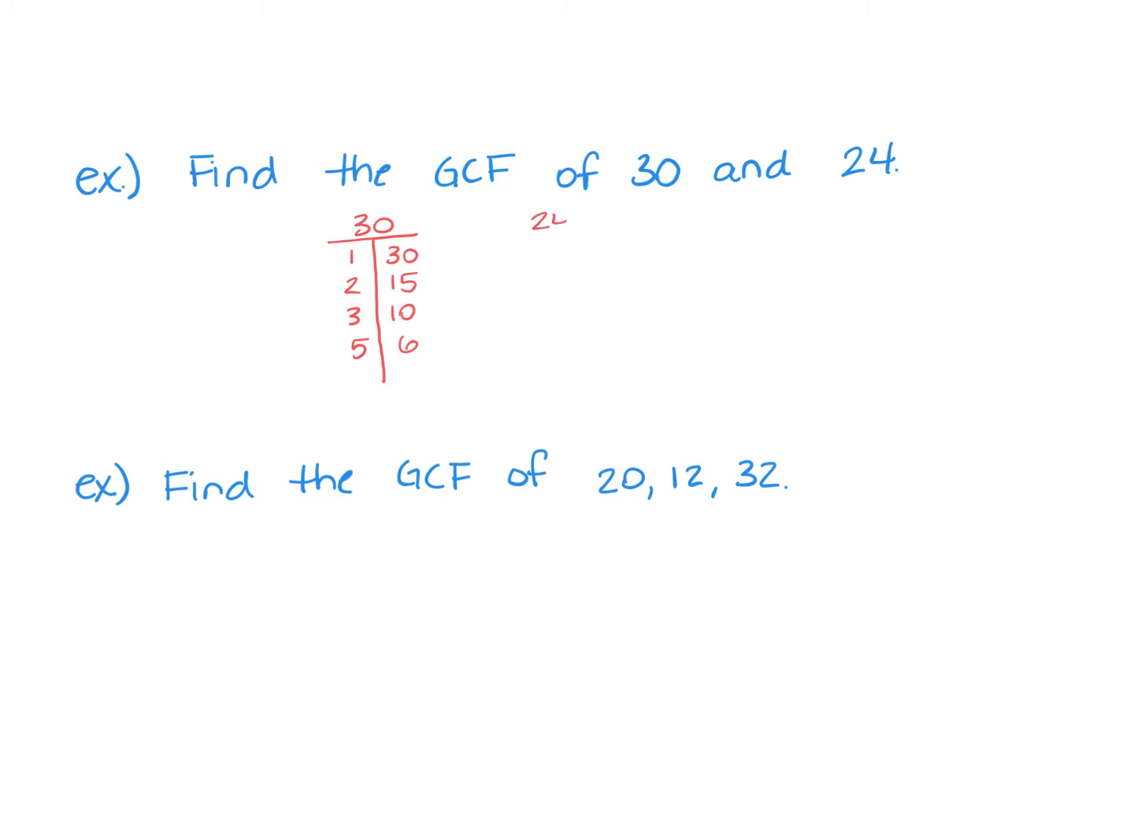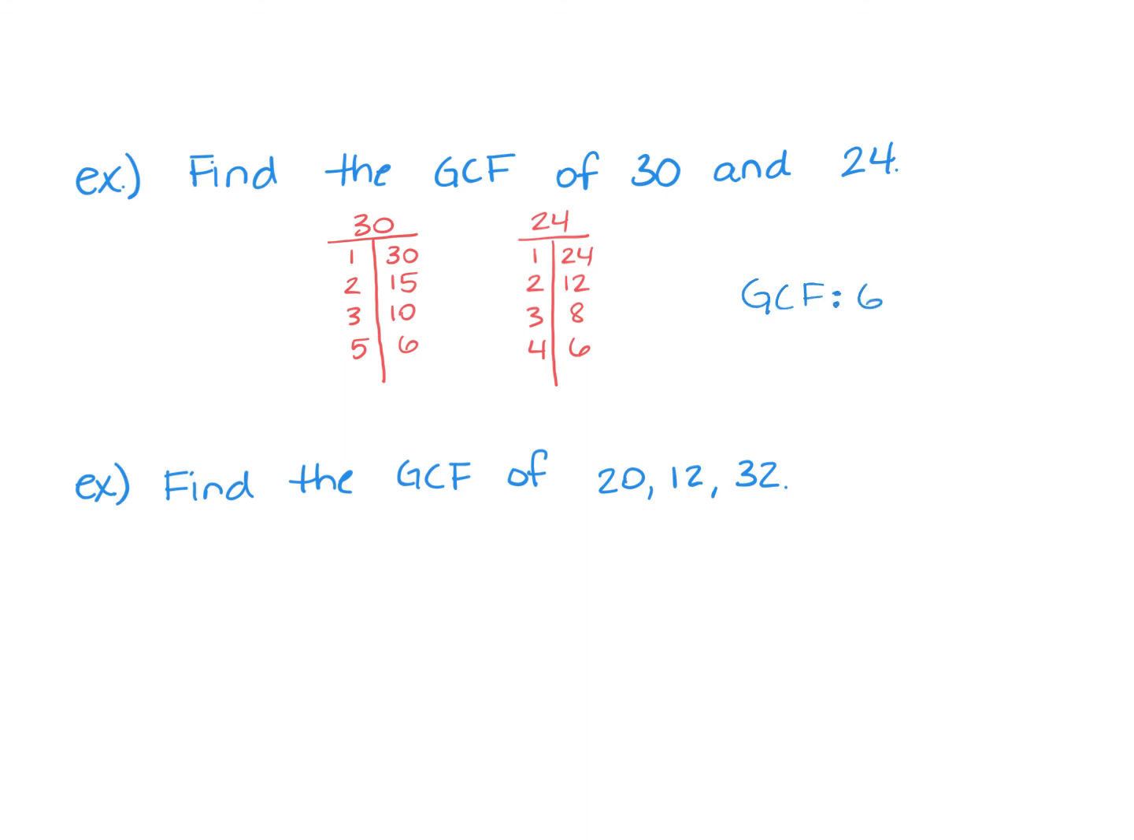Gosh, I'm getting sidetracked. All right, 24: 1 and 24, 2 and 12, 3 and 8, 4 and 6. Does 5 work? Does 6 work? Yes, but that's a twin we've already found, right? So now if you look at your numbers, they share 1, they share 2, they share 3, they share 6, and that's the most that they share, so therefore the GCF is 6.